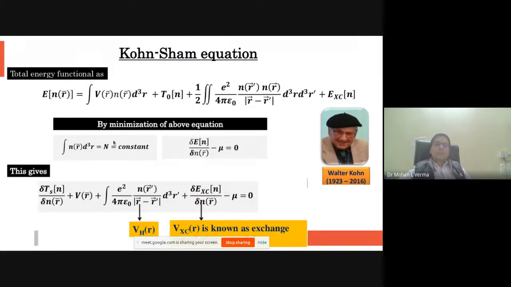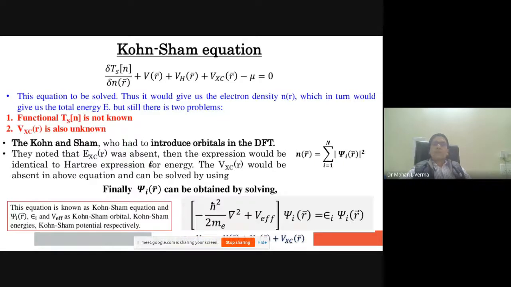And these are some further terms related to this quantum equation. Vxc is known as the exchange potential, Vh is the Hartree potential, and this is the external potential. Now this equation is similar to the Schrödinger equation, and when it is solved, it would give us the electron density n(r), which in turn would give us the total energy E.